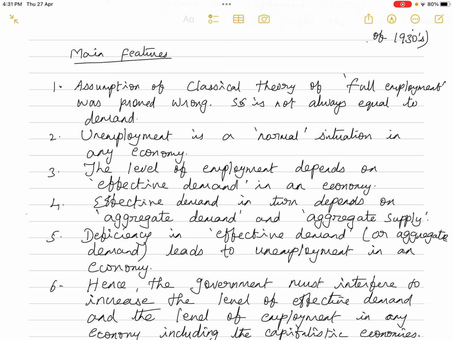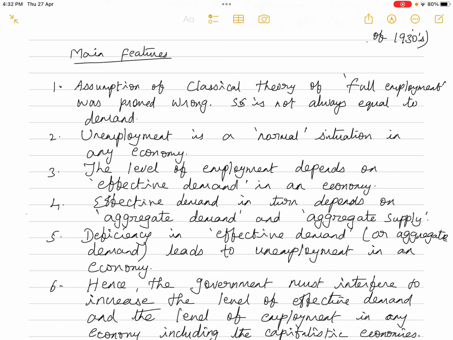Okay, so according to Keynes, the second point: unemployment is a normal situation in any economy, not like the classical assumption that there will always be full employment in any economy. Now the third one: the level of employment depends on something called effective demand in any economy. Keynes used three concepts, that is effective demand, aggregate demand, and aggregate supply. Through this, he proved that unemployment is the normal situation in any economy, and the level of employment in any economy depends on effective demand.